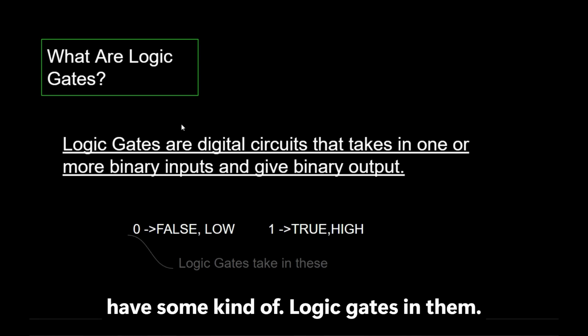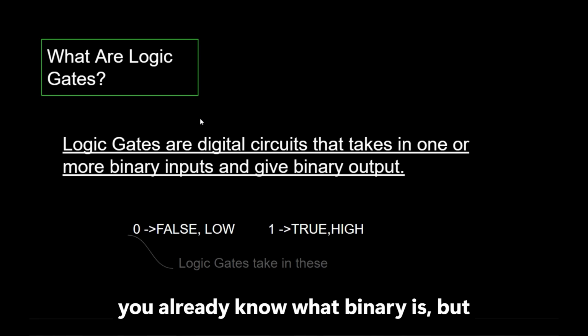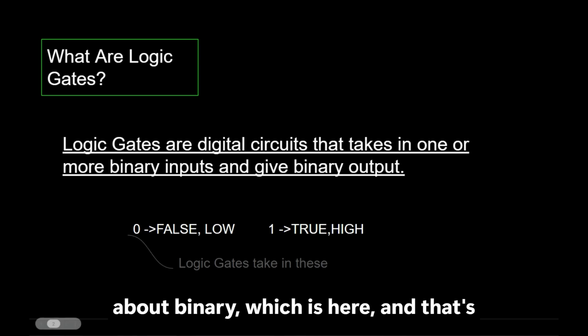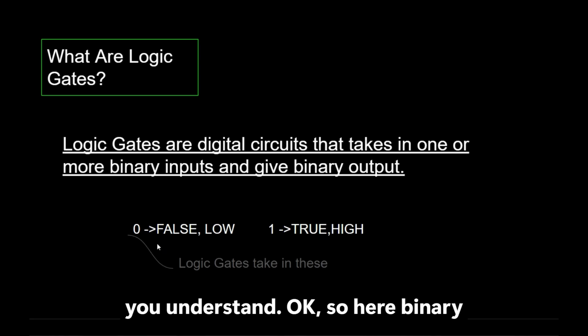logic gates in them. Logic gates are digital circuits that take in one or more binary inputs and give a binary output. I suppose that you already know what binary is, but I'm still going to tell you a little bit about binary, which is here. It's not much, but it will help you understand ahead.